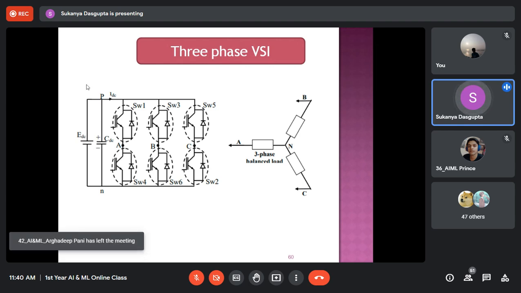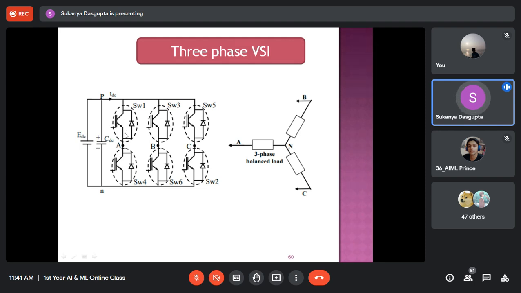Now, what is the working principle? How will these switches operate? Each switch has one gate terminal other than the emitter and collector. This is the emitter, this is the collector, and this is the gate. In order to turn on the switch, you need to provide a suitable gate signal at the gate terminal.